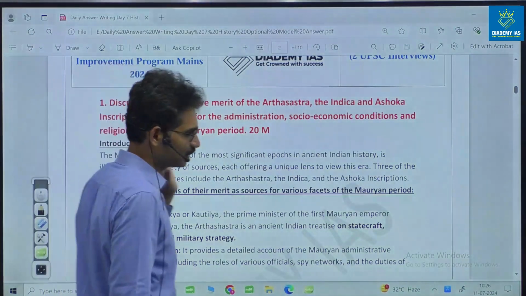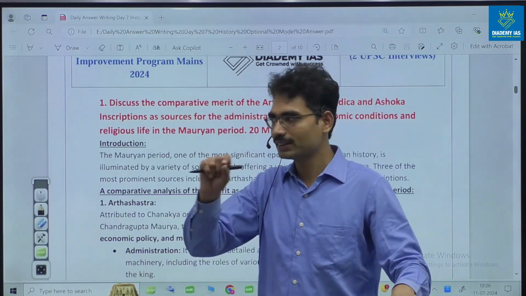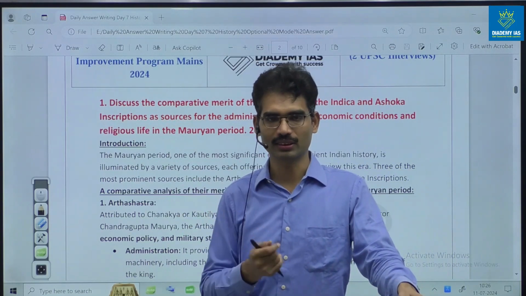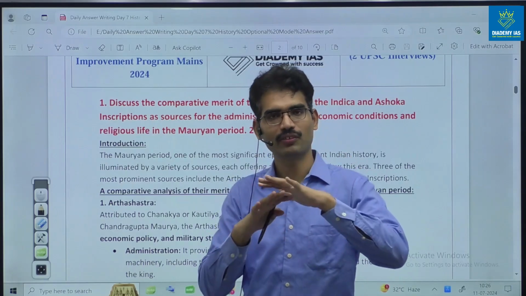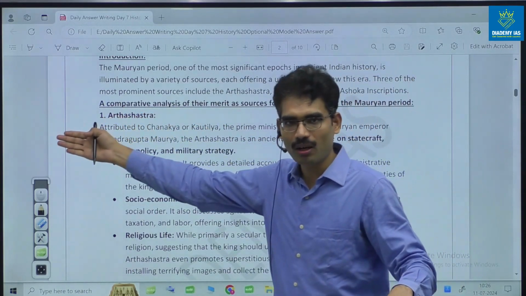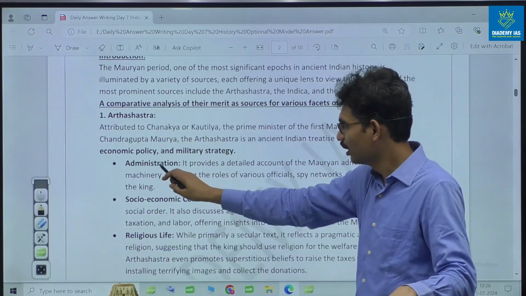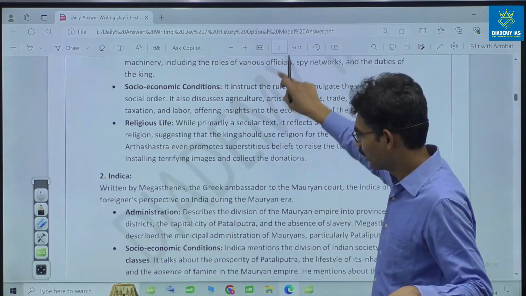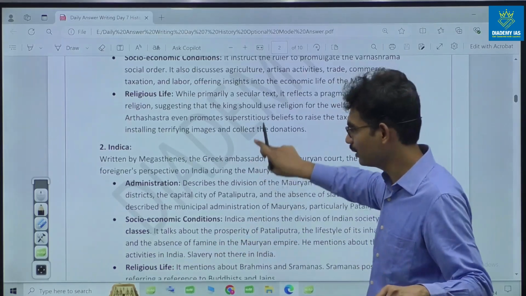Once you master the structure, it becomes the easiest part to write. But by seeing the question, it appears very big, and you wonder how to answer it. If you know how to divide the question into different segments, it's very easy. That is what you can see in the model answer also; I have done it the same way. Arthashastra: administration, socio-economic condition and religious life. Then second, Indica: administration, socio-economic and religious life. That is the demand.